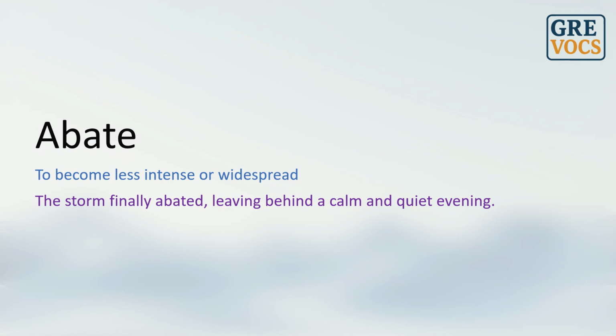Think about a storm. At first it's loud and powerful, but over time, the winds slow down, the rain eases, and eventually the storm abates. We also use this word for pain, tension, or even excitement. For example, the storm finally abated, leaving behind a calm and quiet evening. So remember, when something unpleasant starts to fade away, you can say, it's abating.